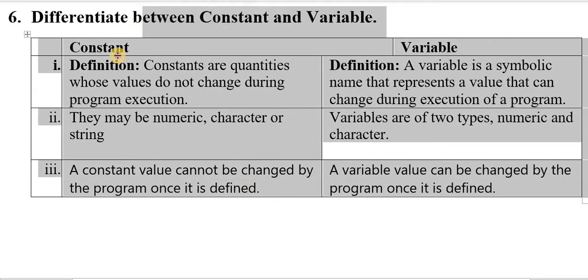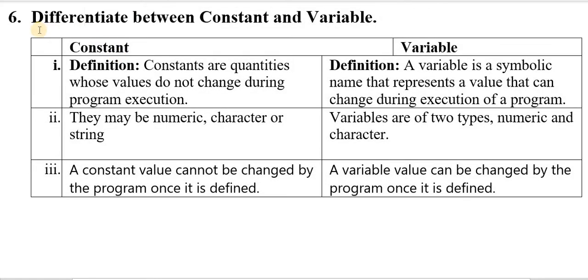So question number 6 is to differentiate between constant and variable. Again, you have to draw a table about constant and variable. Draw a table with 2 columns, one for constant and one for variable. First point is about the definition of constant and variable. Constants are quantities whose values do not change during program execution, whereas a variable is a symbolic name that represents a value that can change during execution of a program.